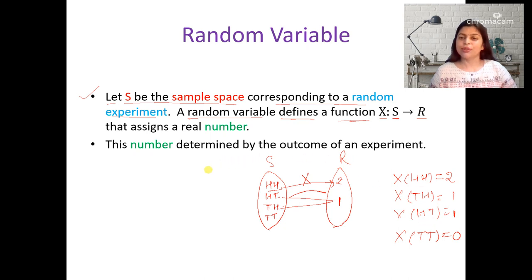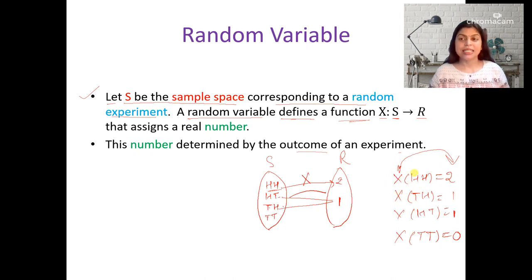Okay, so now you can see this X is a function which assigns real numbers. It is taking real numbers, but these real numbers are determined by the outcome of an experiment. And in this outcome, we were interested in heads. That is why we assign these numbers to this X.